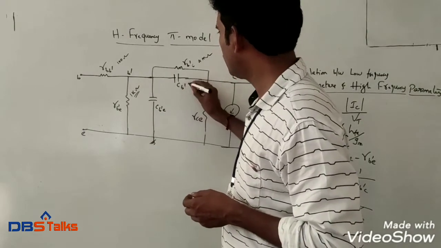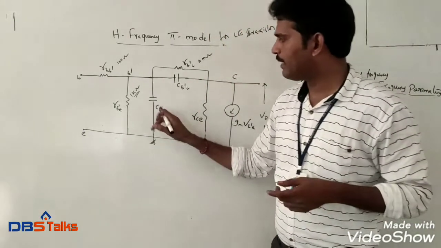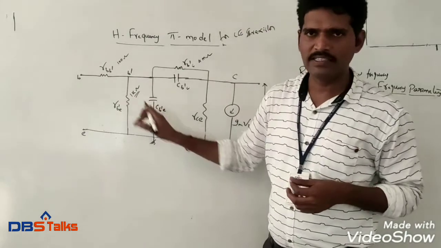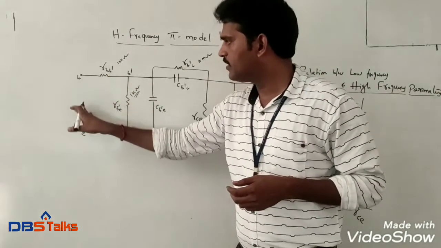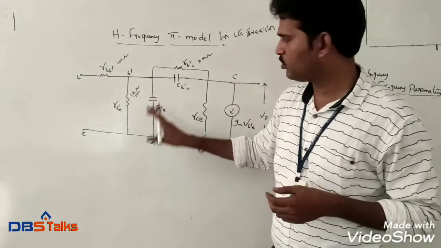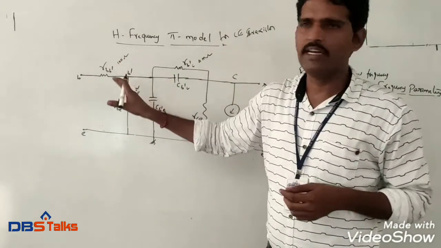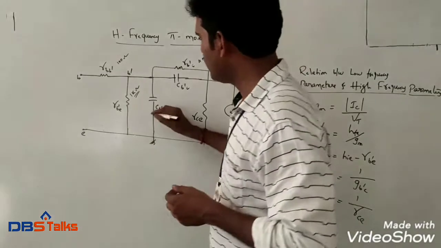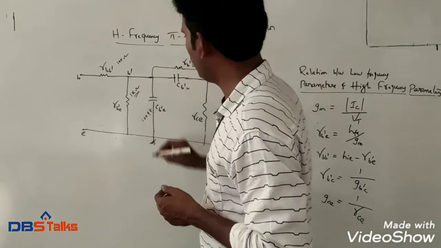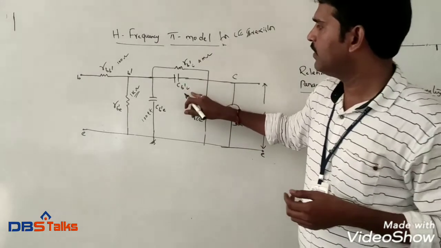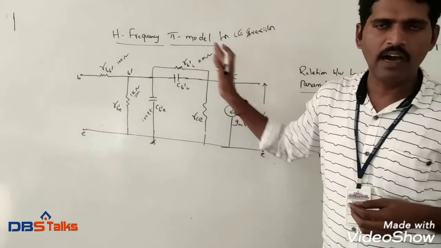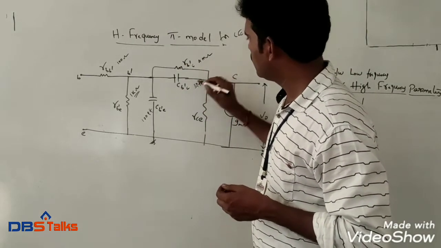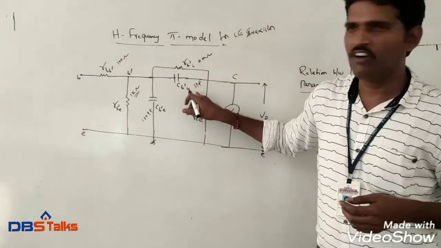CB dash E is the forward biased capacitance from the virtual base to the emitter. Forward bias means the input junction is the forward biased junction, so the capacitance occurs at the input side. This capacitance is called the forward bias capacitance or diffusion capacitance. It is nearly 100 picofarads, right? CB dash C is the transition capacitance or reverse biased capacitance. The typical value of transition capacitance is 3 picofarads, right?